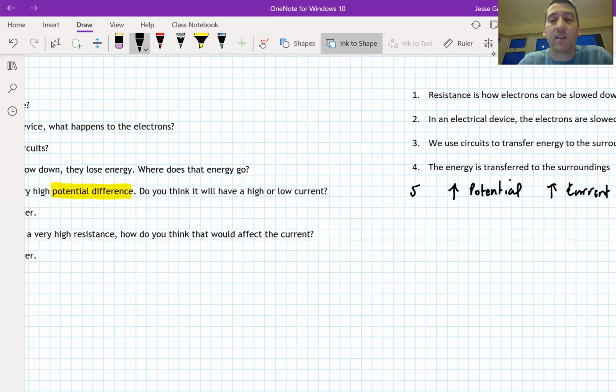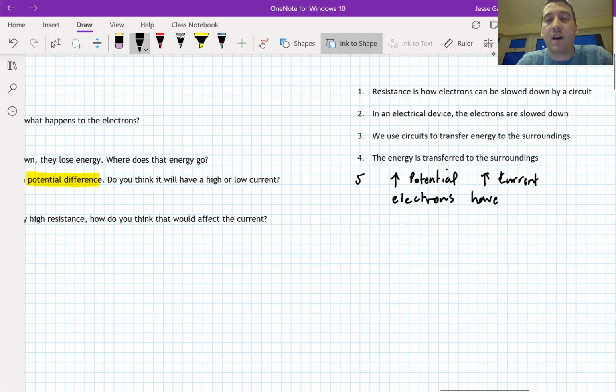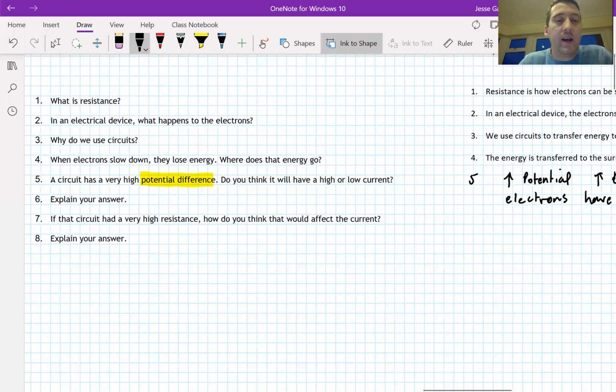Okay, so why is the current higher? Electrons have more energy. They have more energy, they're going to move faster. Same as anything that has more energy. Anything with more energy will always move faster.